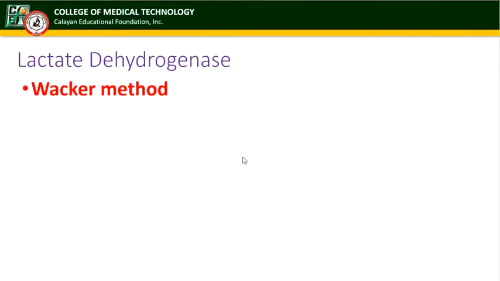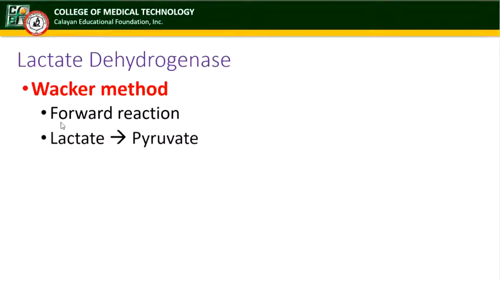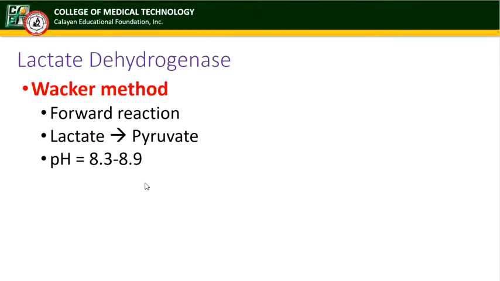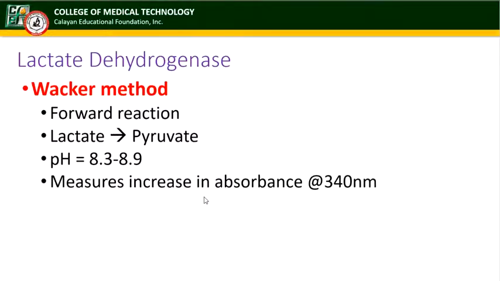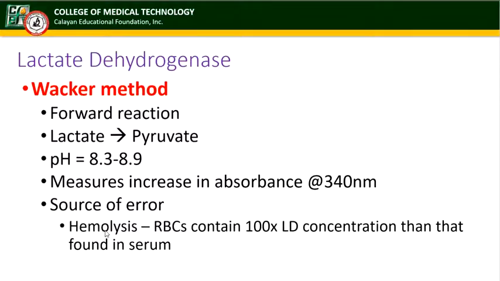Lactate Dehydrogenase. So, Walker method. So, this is the forward. So, lactate to pyruvate. pH of 8.3 to 8.9. Measures increase in absorbance at 340 nanometers. Again, source of error, hemolysis. So, RBCs contains 100 times the concentration of LD than found in serum.